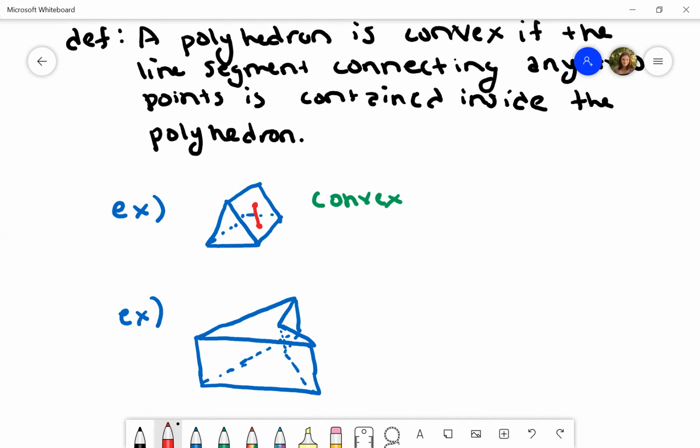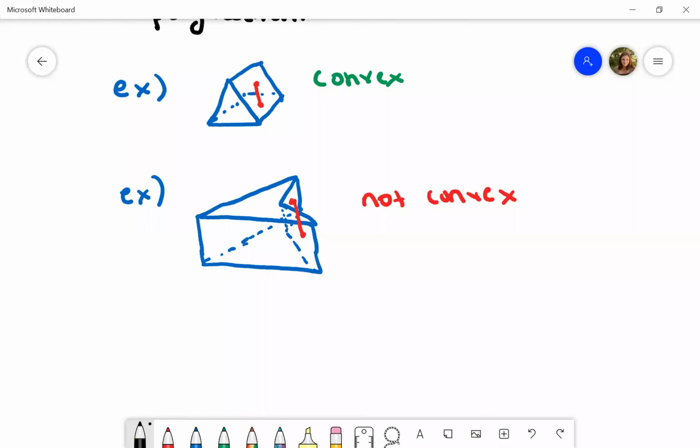It's possible to draw a line segment that would be outside of the polyhedron. So this would be an example of it not being convex. Okay, now if anybody has any familiarity with that, those shapes are what we would call regular polyhedra.